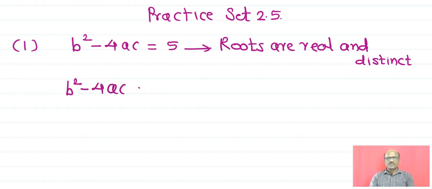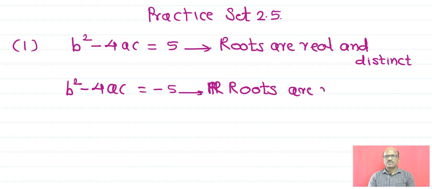b square minus 4ac equals minus 5. Roots are not real because b square minus 4ac is less than 0. Roots are not real.